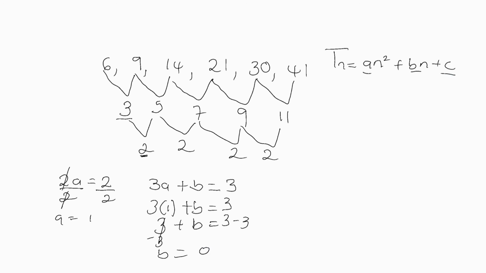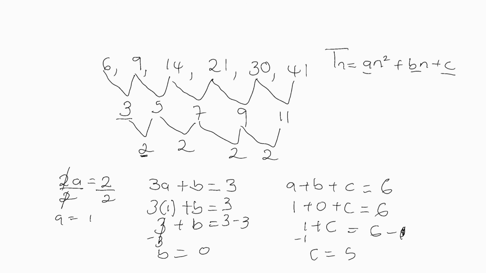And to find the value of c, we also have another equation, which is a plus b plus c is equal to the first term, which is 6 in this case. We know the value of a, that is 1, b is 0, so 1 plus 0 plus c equal to 6. So 1 plus 0 is 1, plus c equal to 6. To make c the subject of the formula, we will subtract 1 from both sides, and c is equal to 6 minus 1, which is 5.